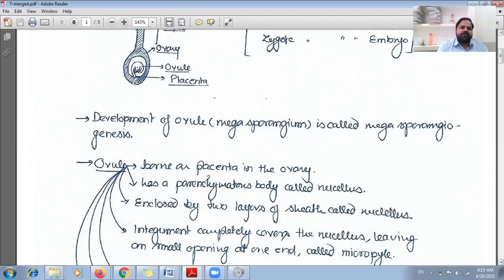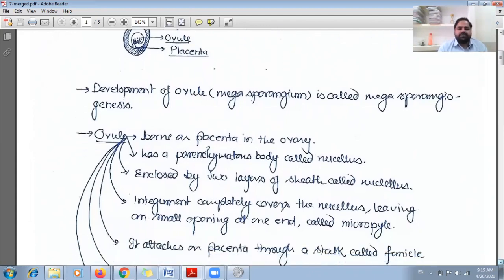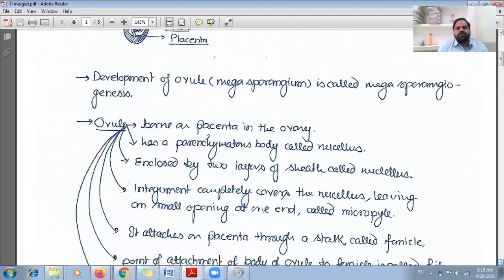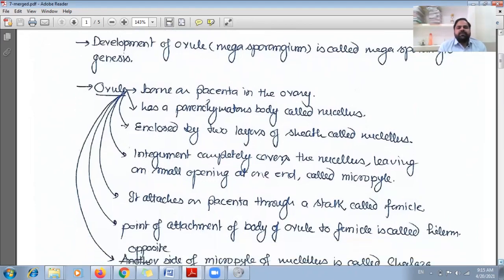So we'll see some details about the ovule or megasporangium: what is the function of the ovule, and how its structure is arranged. It is born on the placenta in the ovary. The placenta helps the attachment of these ovules inside the ovary. It has a parenchymatous body called the nucellus.